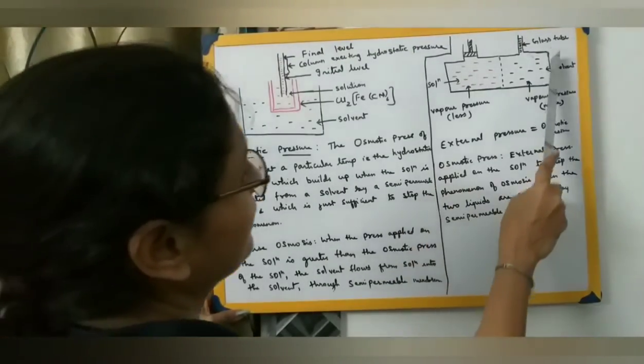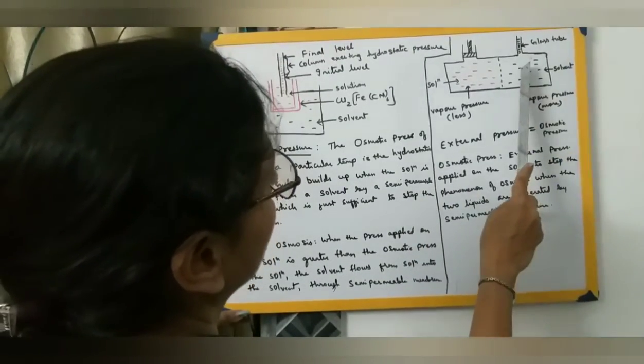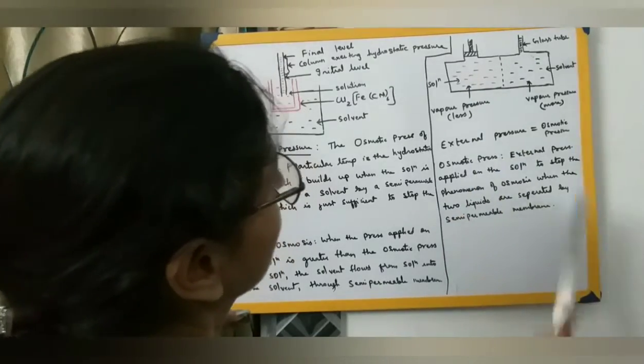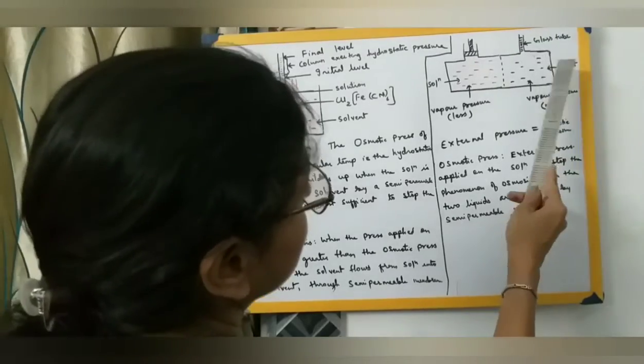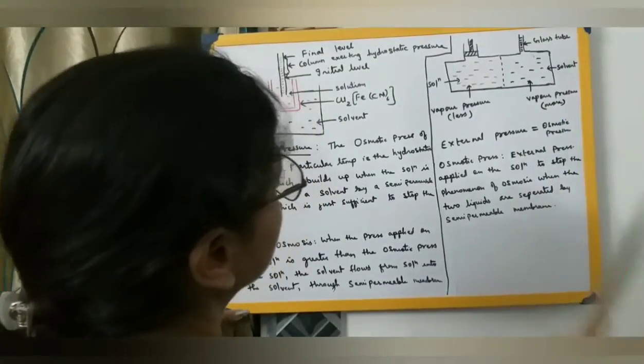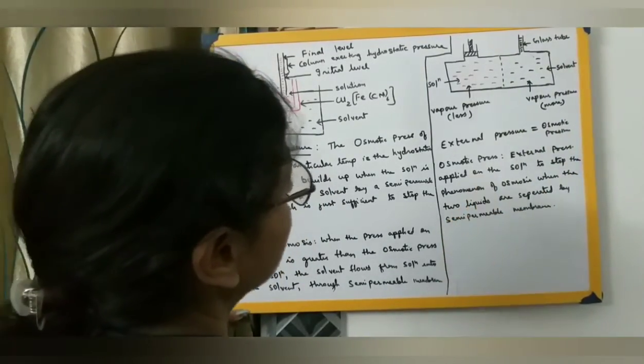Now let us take another container over here. Again here there is a solvent and the solution over here. Both of them have been separated by a semi-permeable membrane. Here we are having just pure solvent, only the solvent molecules. Here we are having the solute as well as the solvent.